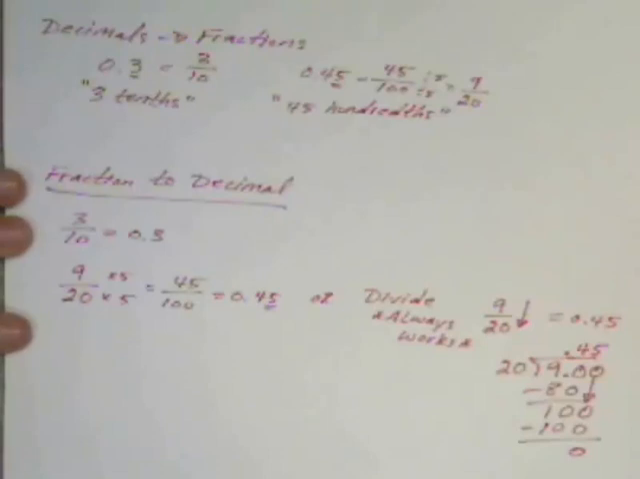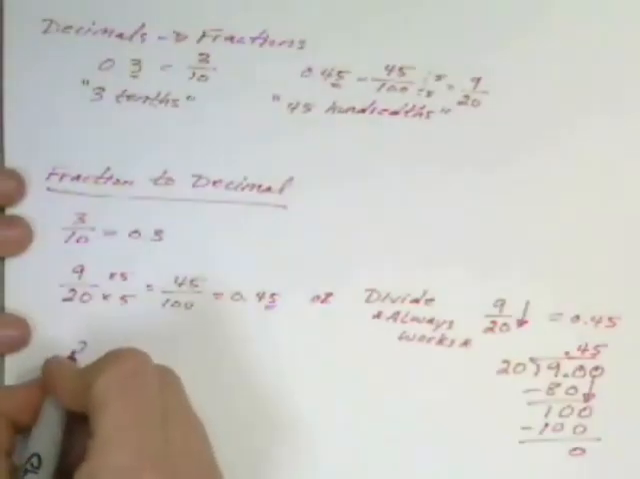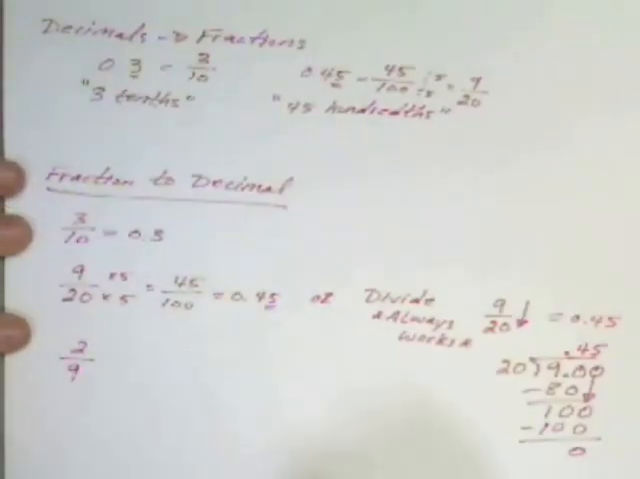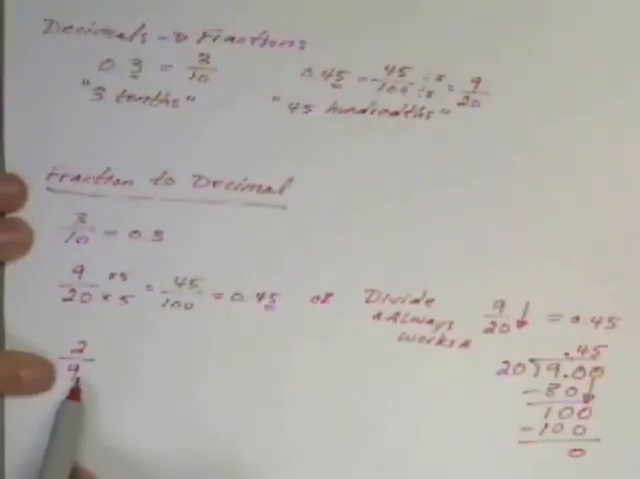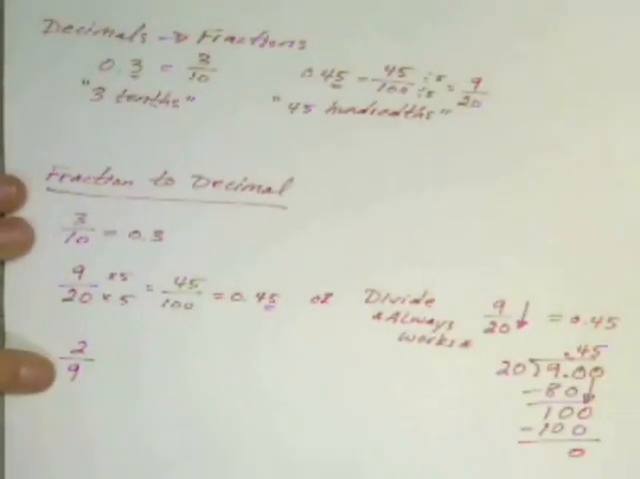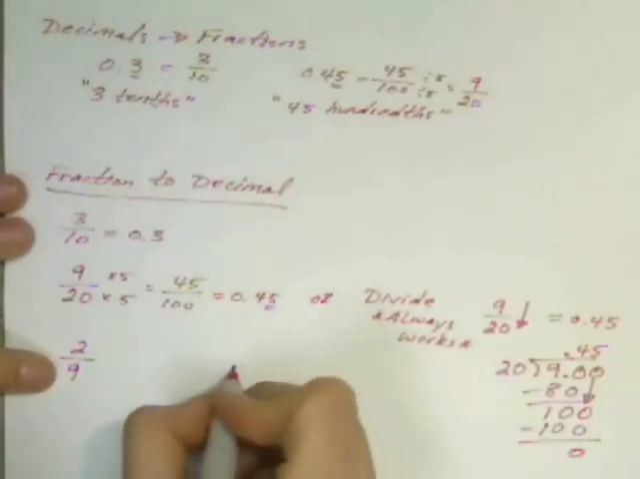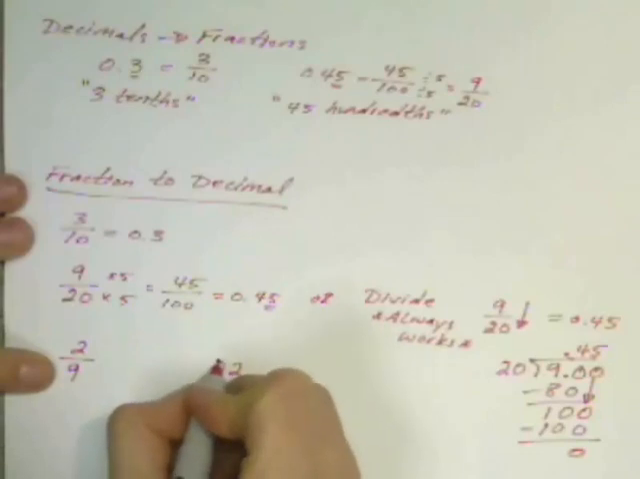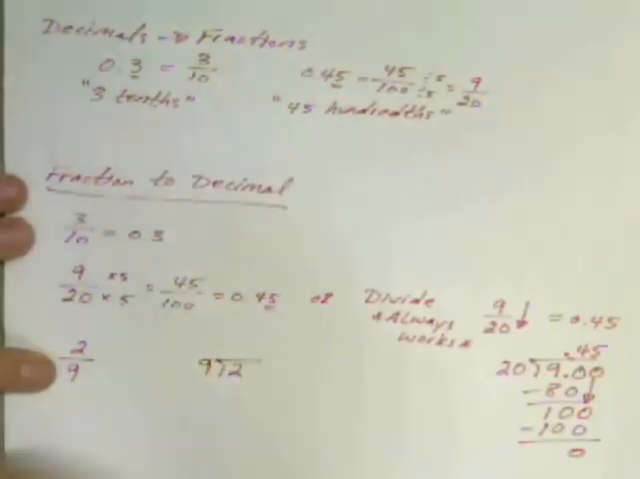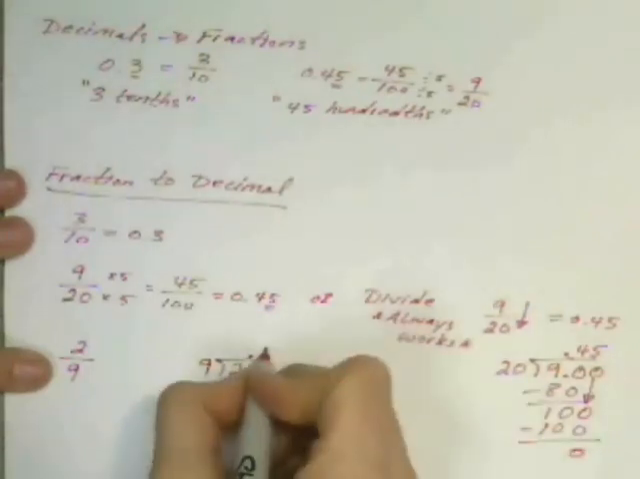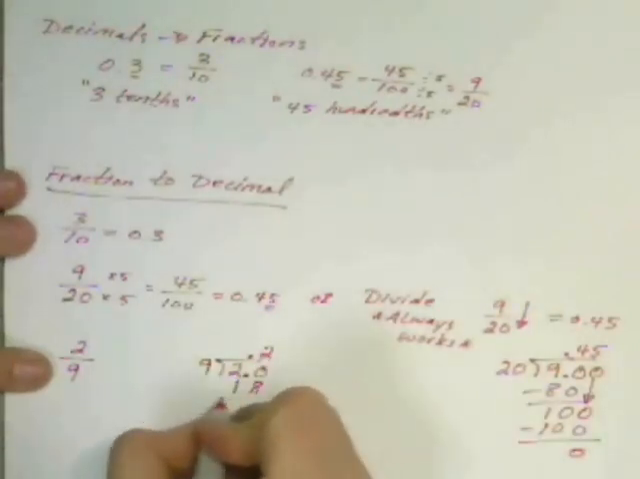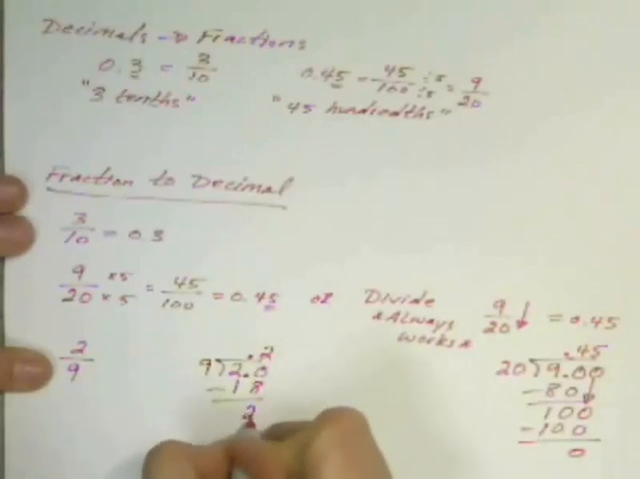Another example, 2/9. To do this, since I don't see an easy way of making this denominator into a 10, 100, 1,000, I'm just going to use long division since we know that will always work. So 2, the top number, goes underneath the bar, and the 9 goes out front. Again, to divide it, I add a decimal. 9 goes into 22 times. 2 times 9 is 18. Subtract, that gives me a 2.